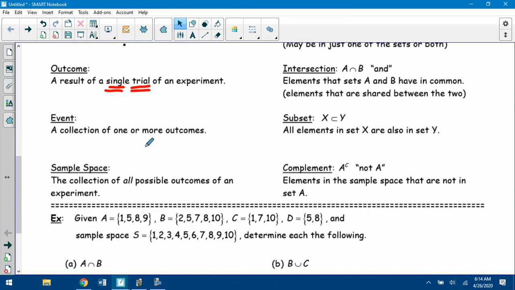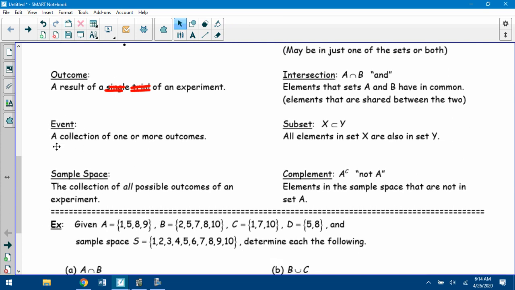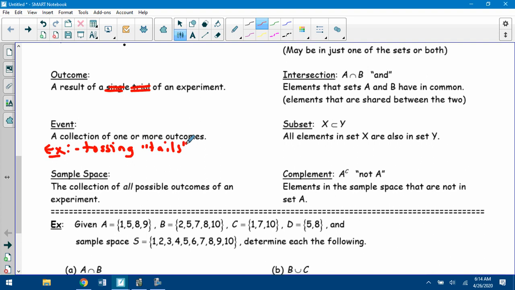So I want to write an example of an event. It could be tossing tails. That's just one outcome. If I had a coin and a die, it could be tossing heads and rolling a 6. So it's just the event that I'm looking at.